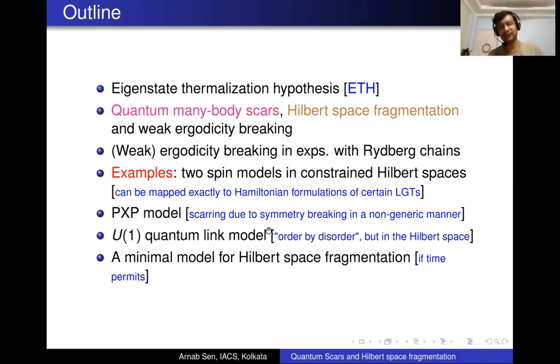It comes by different names. Here I've just used the name U1 quantum link model, but it's a rather well-known model in condensed matter physics, and people were interested in studying the various phases of this model near its ground state. But it turns out that there are very interesting properties of this model if one looks at the entire spectrum, including these many body scars.